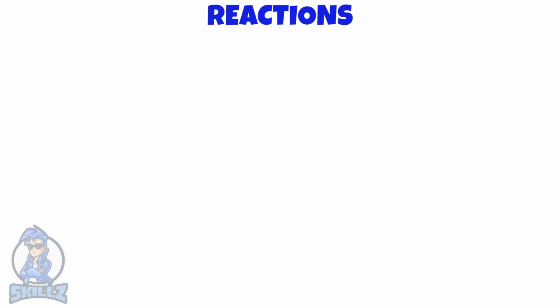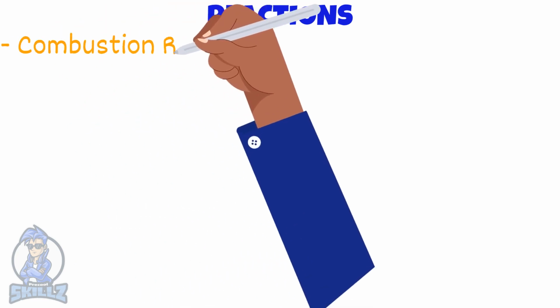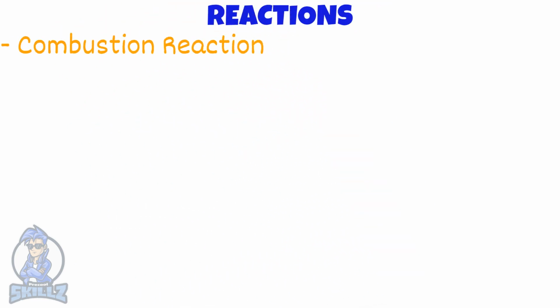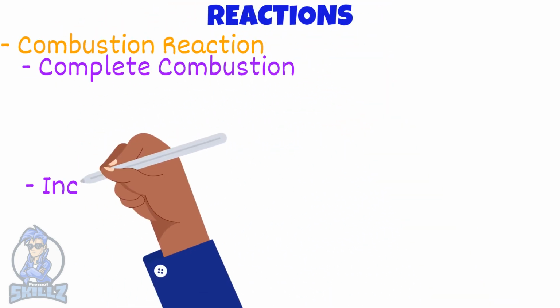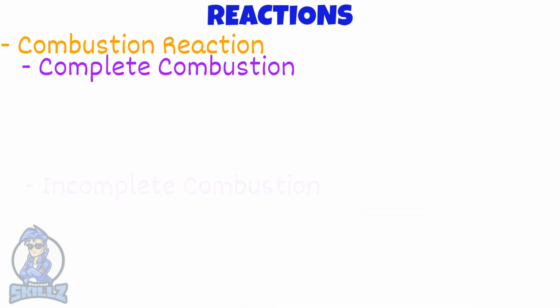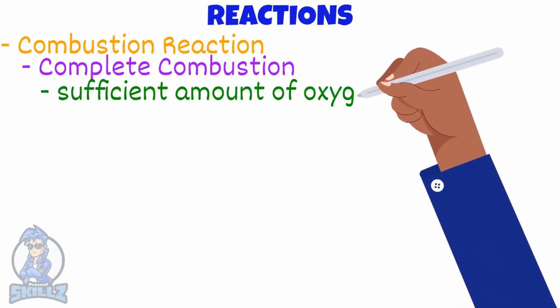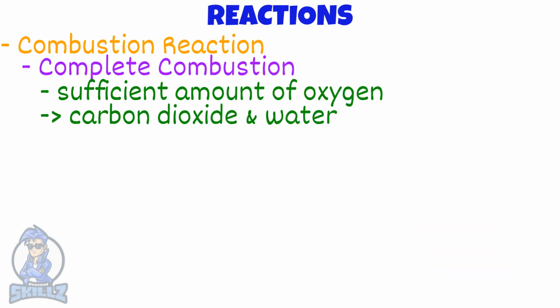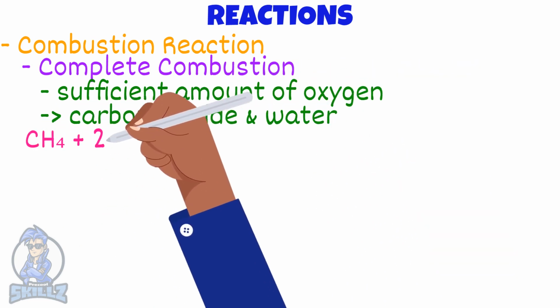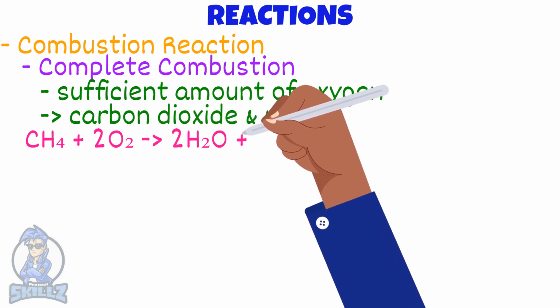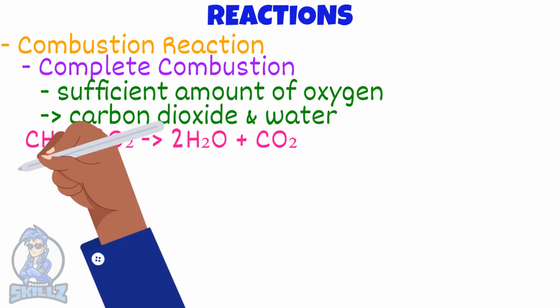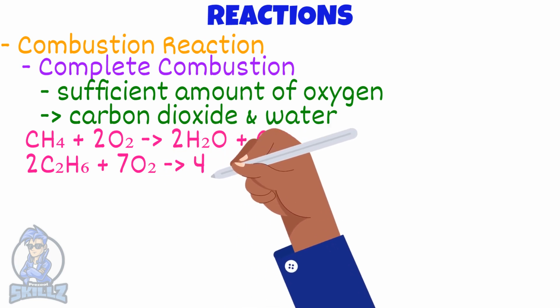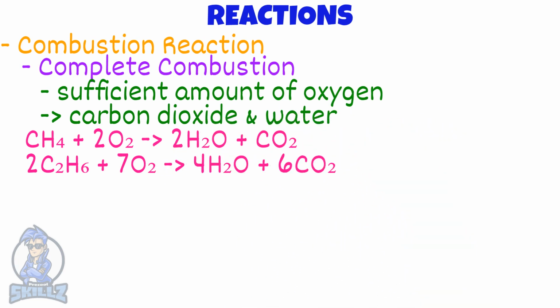Now let's take a look at some reactions involving alkanes. The first reaction would be combustion. As you probably already know, there is complete combustion and incomplete combustion. When an alkane reacts with sufficient amount of oxygen, carbon dioxide and water is produced. This is complete combustion. If methane reacts with oxygen, it produces water and carbon dioxide. If ethane reacts with oxygen, it also produces water and carbon dioxide, just different numbers.